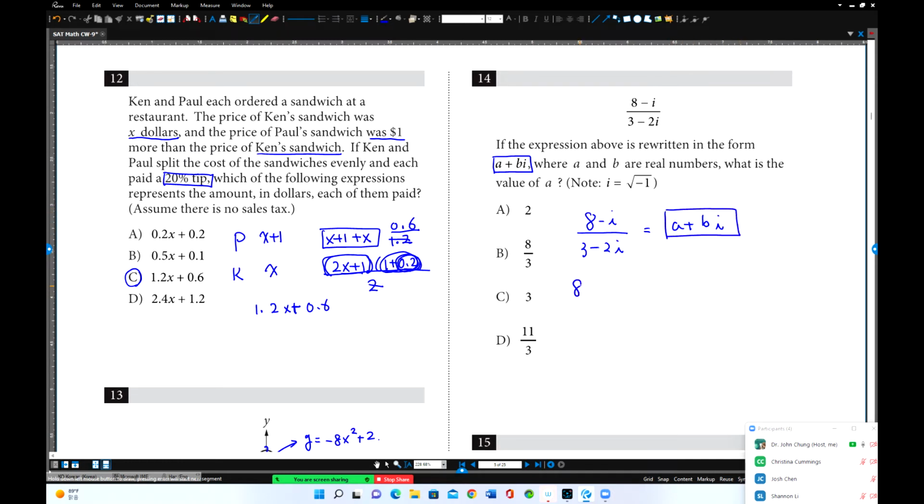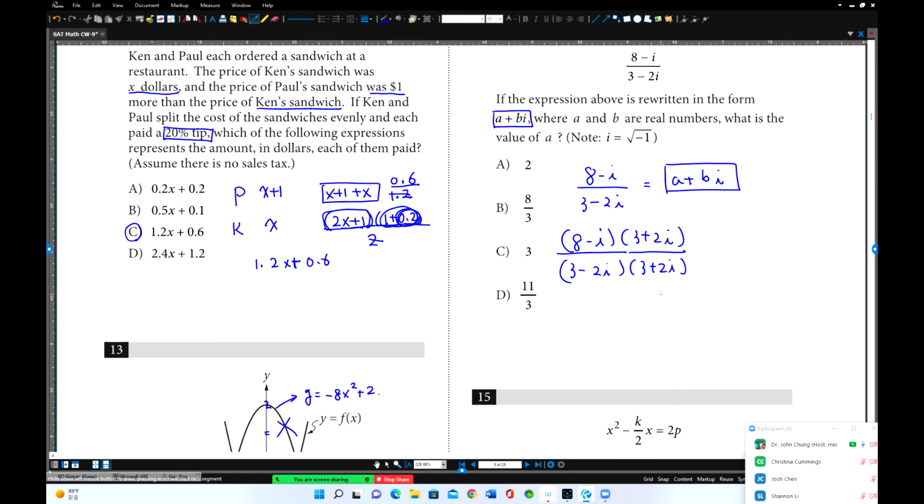How can you simplify? Always multiply by the conjugate of the denominator, right? 3 plus 2i, that's step 1, times 3 plus 2i. But in this case, the numerator is a complex number. The denominator becomes only a real number, okay? The denominator is the sum and difference, 3 squared minus 2i squared, that's a conjugate pair.